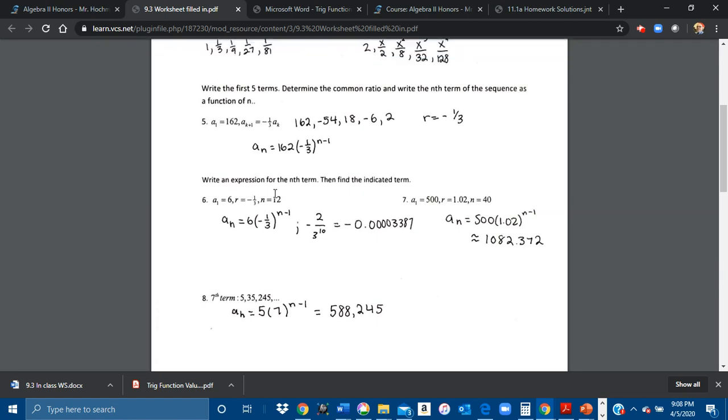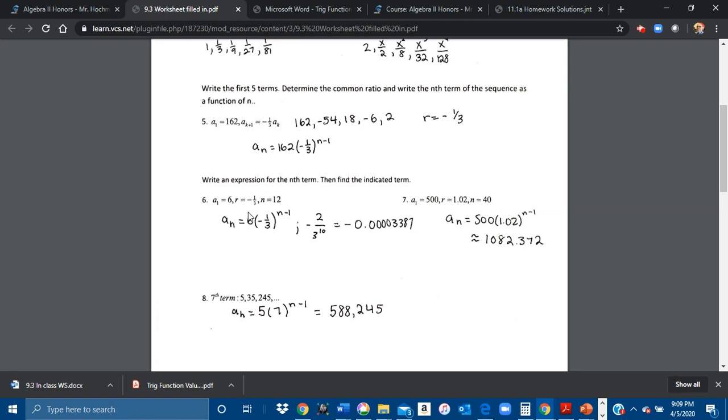Now, write an expression for the nth term, then find the indicated term. All right, so we got the same sort of deal. I've got my a sub 1 is equal to 6. My r is equal to negative 1/3 again. My n is equal to 12. That we want to find the 12th term of this sequence.